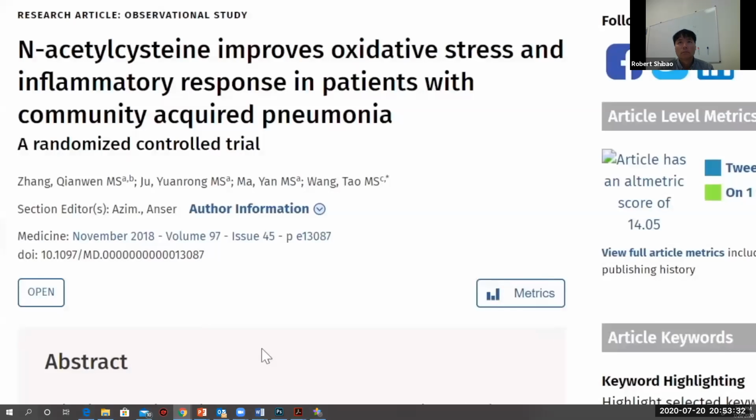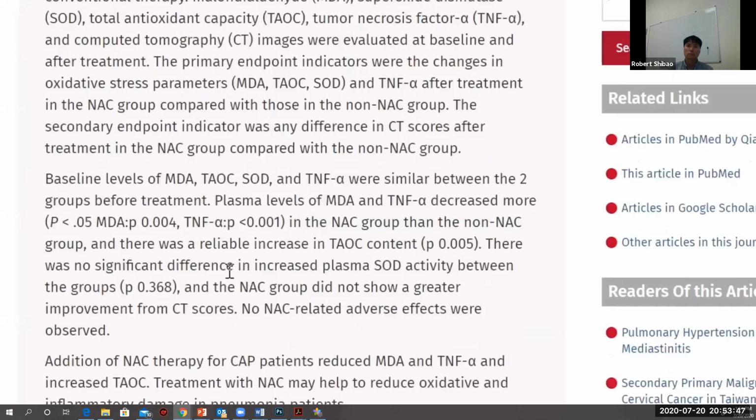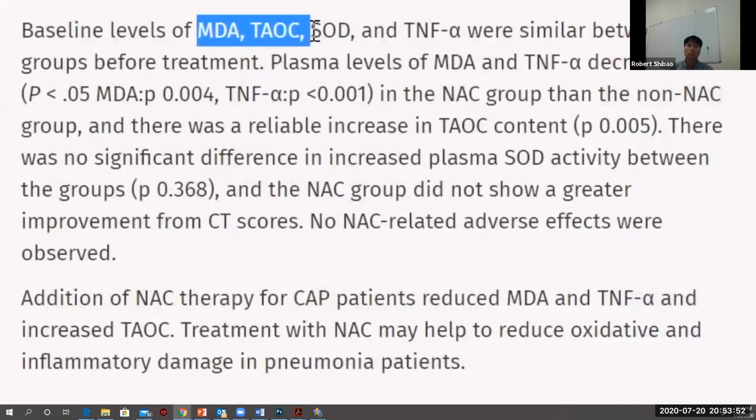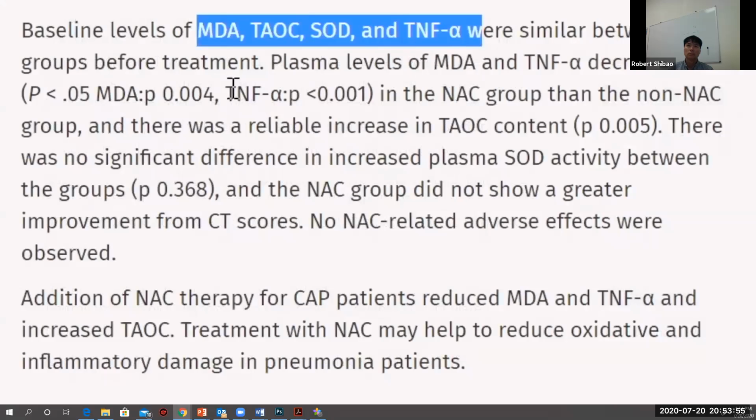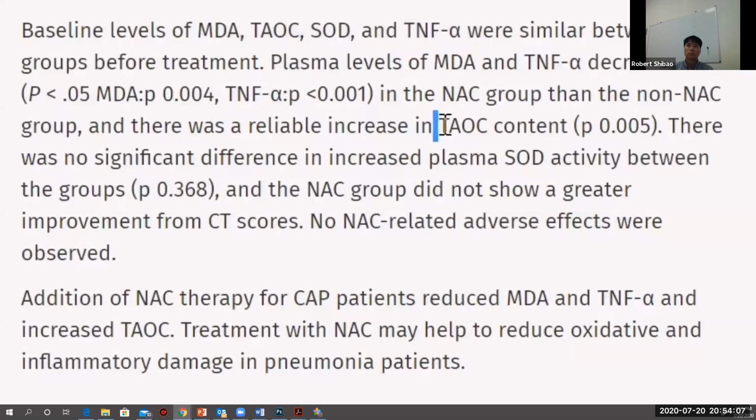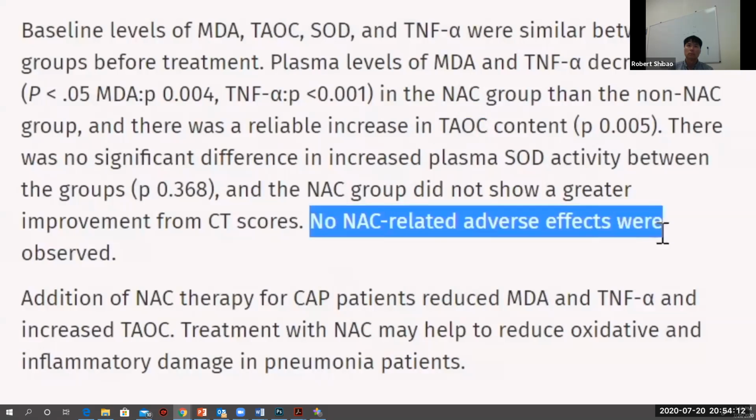Here's another article, this one published in 2018, titled N-acetylcysteine Improves Oxidative Stress and Inflammatory Response in Patients with Community-Acquired Pneumonia. And what they did here was they looked for different levels of oxidative stress. And what they found were these levels of oxidative stress were similar between the 2 groups before treatment, but that plasma levels of MDA and tumor necrosis factor alpha decreased more in the NAC group than in the non-NAC group, including total antioxidant capacity. Again here, they said that no NAC-related adverse effects were observed.